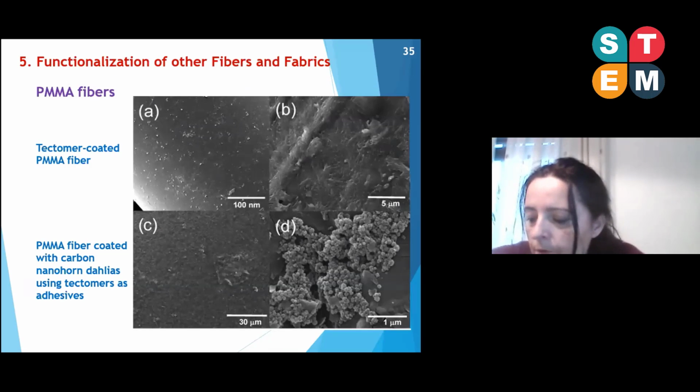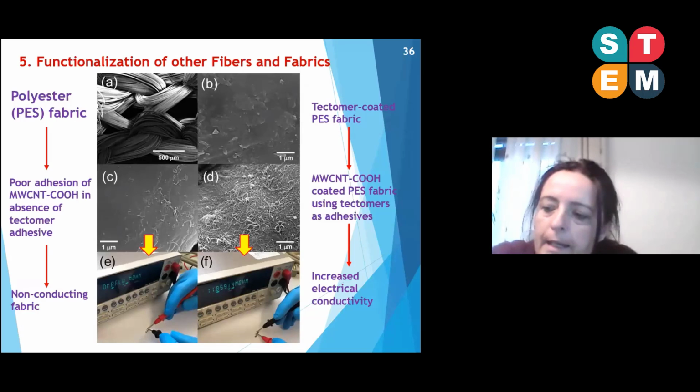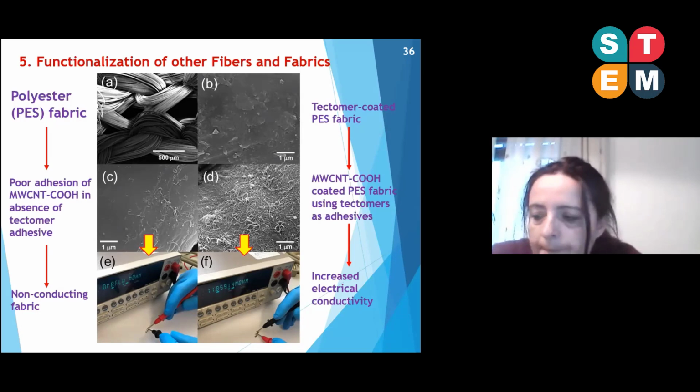Here we show a PMMA fiber extensively coated with carbon nanohorns using Tectomers as adhesives. And a polyester fabric. SEM images show that the density of carboxylated multi-wall carbon nanotubes on the fiber surface drastically increased when using Tectomer adhesives. Two-probe electrical resistance measurements showed that the carboxylated multi-wall carbon nanotube coating provided electrical conductivity functionality to the fabric.